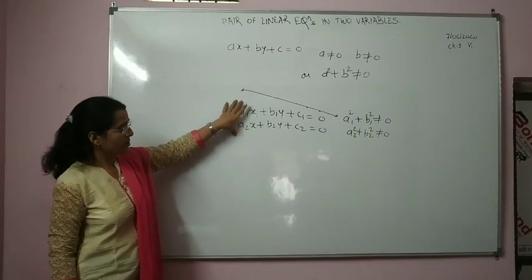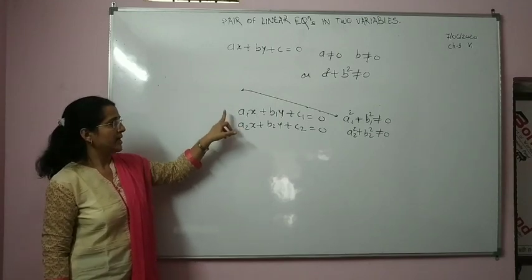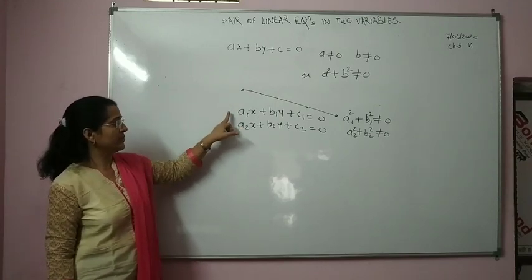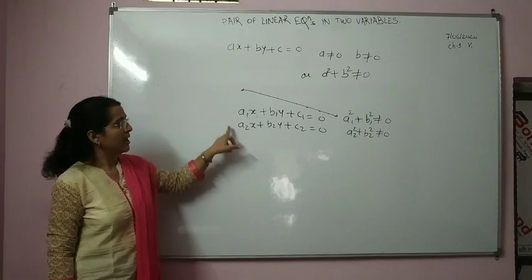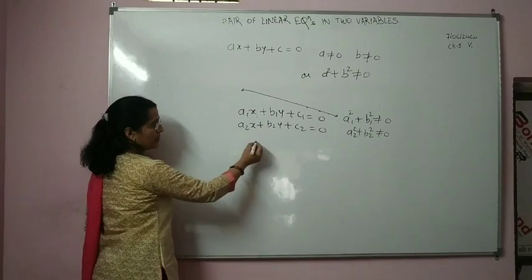Then both the equations are what? Linear equations in two variables. As these are linear equations in two variables, both will represent a line in a plane. And if you try to draw a pair of lines in a plane, then what type of lines can you draw?